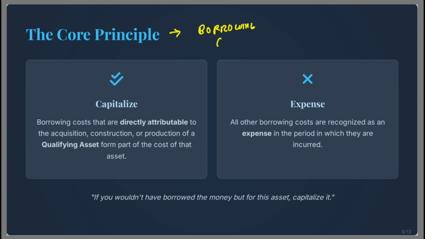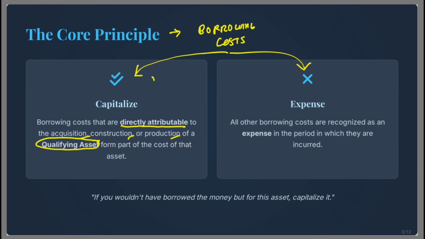Kapag borrowing cost, ang treatment lang yan either capitalized or expense. Ang borrowing cost, pwede yang i-capitalize if directly attributable siya to the acquisition, construction, or production of a qualifying asset, no? So, dapat directly attributable cost, no, related to acquisition, construction, or production, plus related siya sa qualifying asset. I-discuss natin yung qualifying asset later on. But essentially, dapat directly attributable cost at dapat qualifying asset. Pag nag-pass siya sa dalawang criteria na yan, then yung borrowing cost can be capitalized.